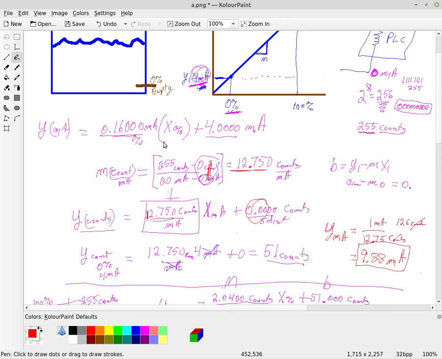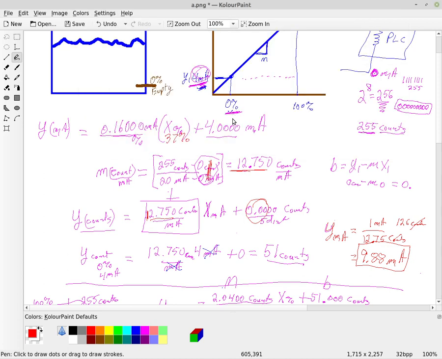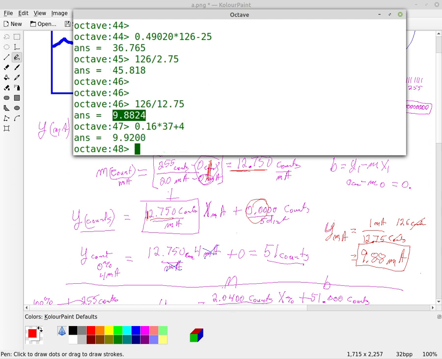Okay, and we could do this equation up here also. Because remember I said we had 37%, so we could actually stick it up here in this equation and stick in 37% times 0.16 milliamps and add another 4 milliamperes. Okay, 0.16 times 37 plus another 4 milliamperes, right? And we're off a little bit there.